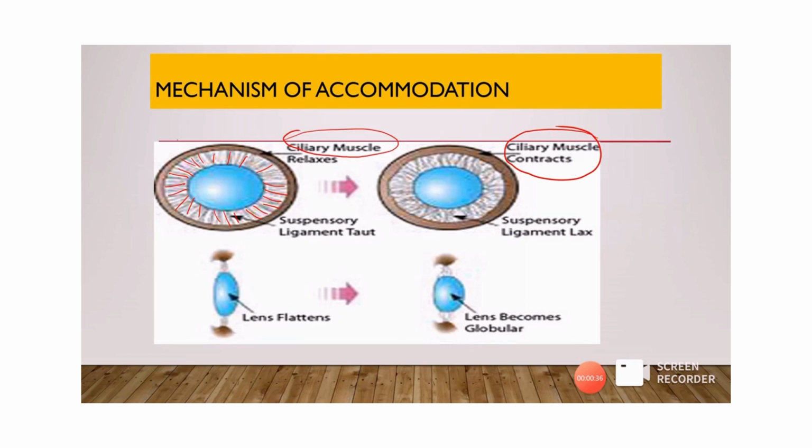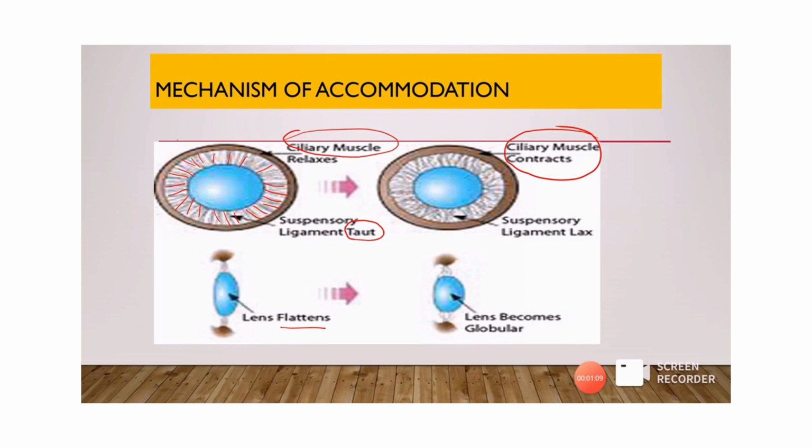Now whenever a person is looking at far, the rays are coming parallelly from infinity, and at that time we do not need accommodation. So at that time the ciliary muscle is in a relaxed state. When the ciliary muscle is in the relaxed state, the suspensory ligaments are very tight and taut. As they are tight and taut, the lens is also in its normal shape, which is a flattened shape.